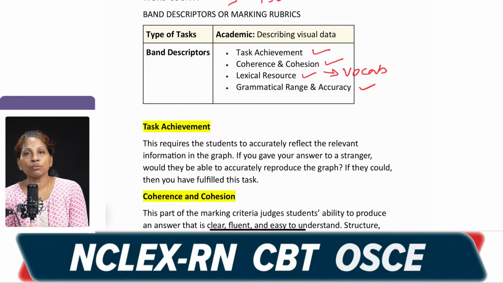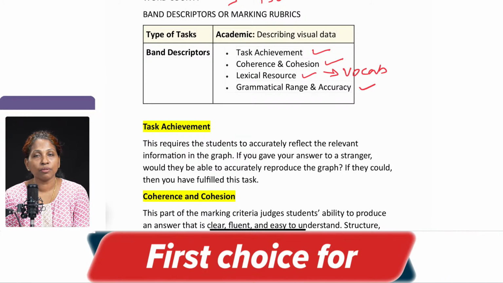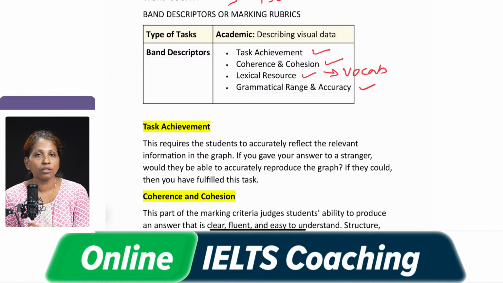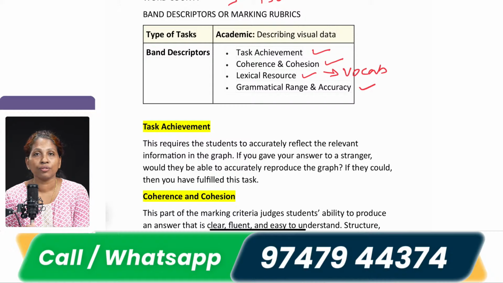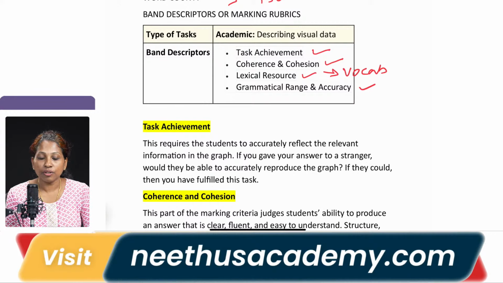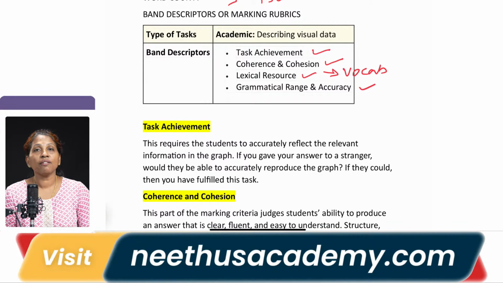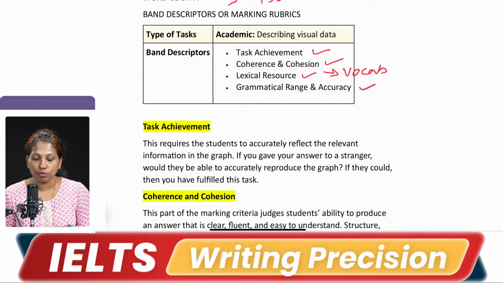Now report writing is a visual description kind of question, wherein you have been given a diagram. You have to write that diagram or summarize that diagram into 150 words minimum. That's why it's called summary writing, right? So that requires students to accurately reflect the relevant information. The diagram may have a lot of information. Your job is to take the most important ones, the most relevant ones, and transfer it into a report.